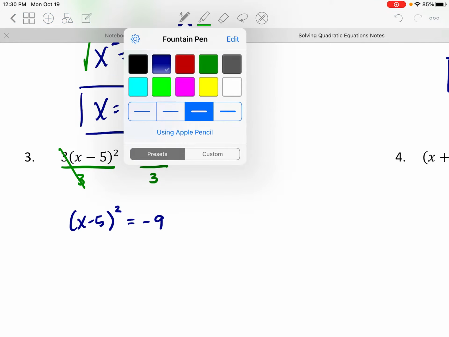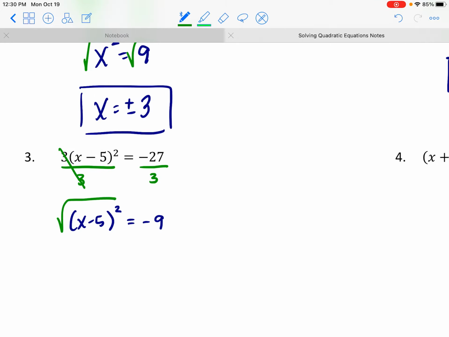Now I can get rid of the square by taking the square root. Let's take the square root of both sides. The square and the square root cancel on the left, leaving me the x minus 5. And on the other side, I have to put in the plus or minus. And the square root of negative 9 is going to be 3i.